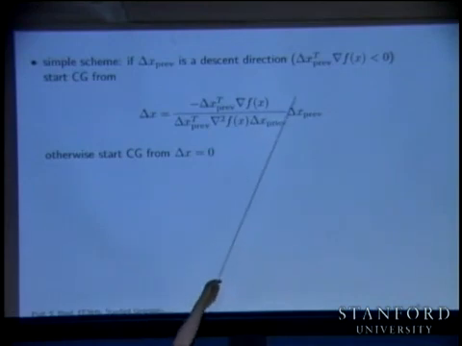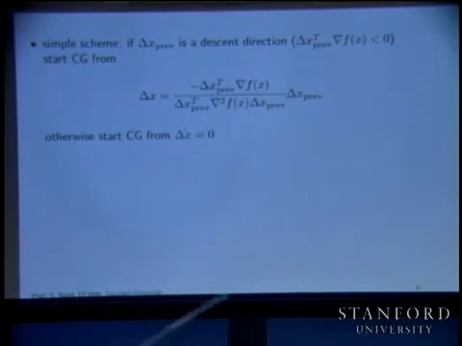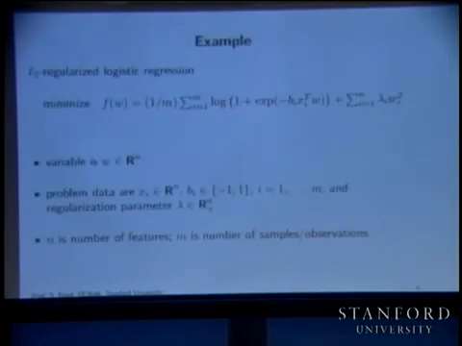If the previous step is a descent direction for the current point, use it to initialize this way, otherwise you initialize from 0. And these are just sort of schemes. So let's look at an example. It is L2 regularized logistic regression.